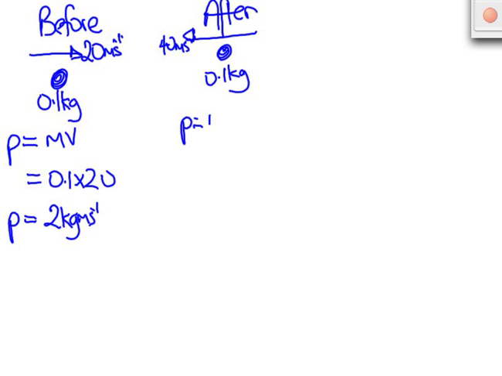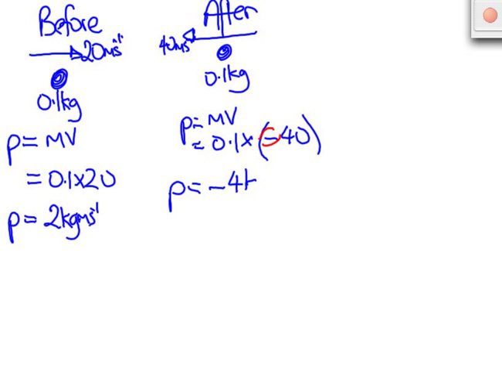So let's calculate the momentum of the ball after it's been hit by the racket. Again, it's given by mv. Now the mass hasn't changed, but the ball has changed direction. So we have minus 40 for the velocity of the ball rather than 40. That gives a negative momentum. We find that the momentum after it's been hit by the racket is minus 4 kilogram meters per second.